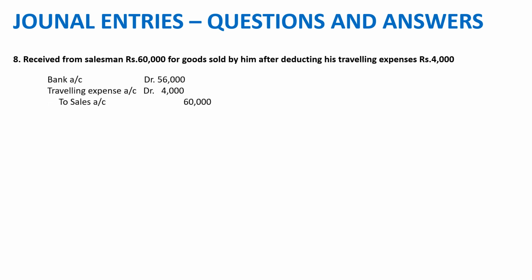So the net amount you're receiving from the salesman is 56,000 rupees. Why? Because he collected 60,000 and deducted 4,000 for traveling expenses, which he took from the business. So the net amount you're receiving is 56,000, right? Your asset increased by 56,000. At the same time, there is an expense for the business also, that is your traveling expenses of 4,000, right? Then the sales of 60,000 is revenue income, hence credited.